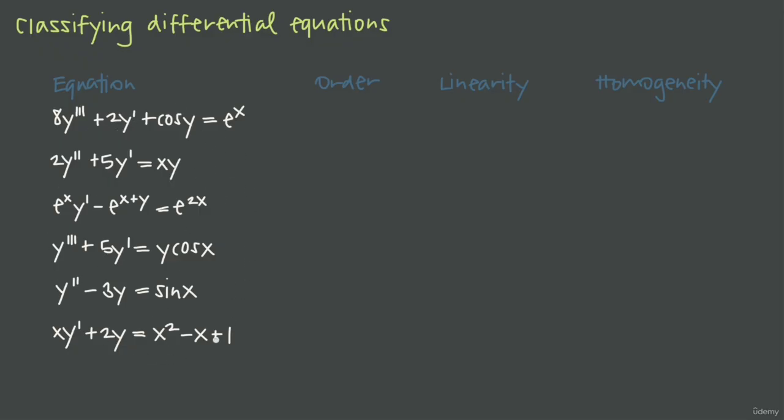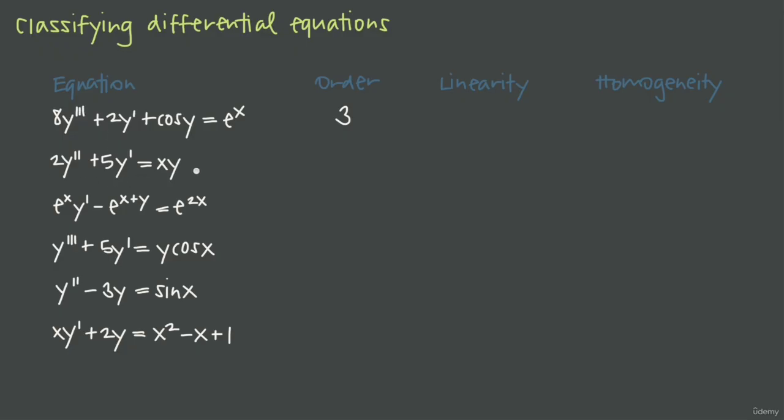So these are all ordinary differential equations. The order of a differential equation is given by the highest degree derivative that's included in the equation. For example, in this first equation here, we have y prime and y triple prime. So the order of this equation is 3. In other words, it's a third order differential equation because the highest degree derivative is a third degree derivative.